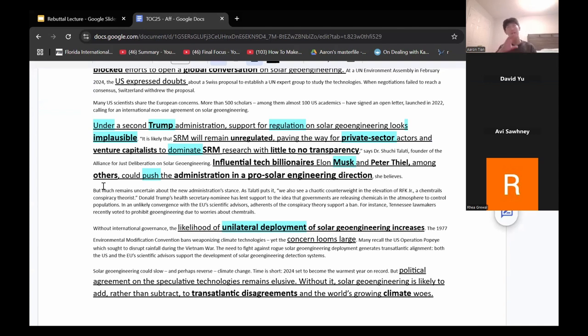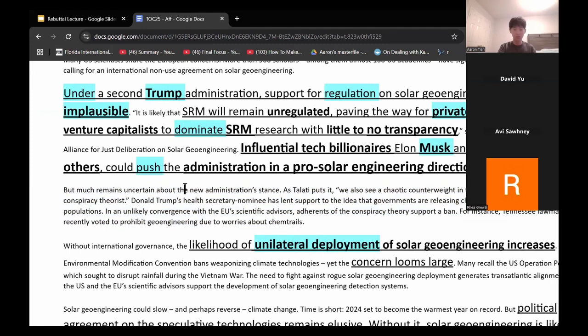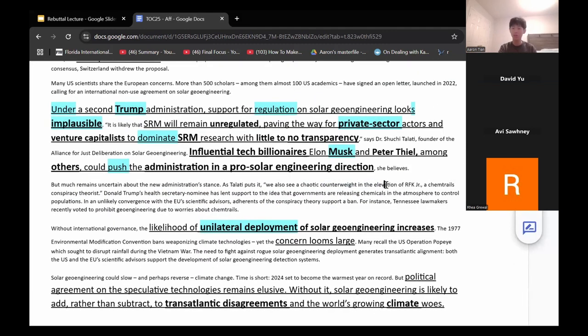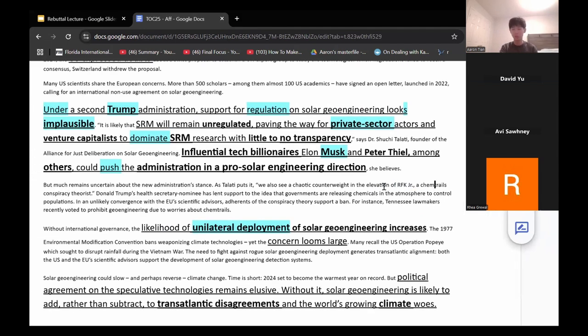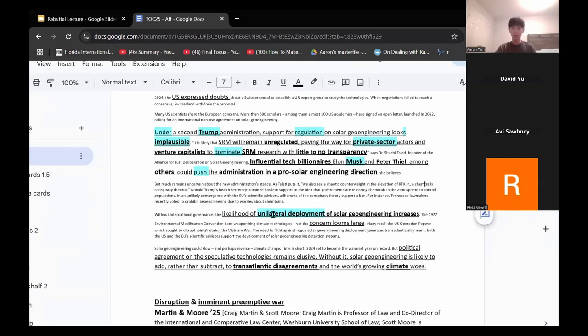But then right under it, what's not highlighted is that the author is making an analysis of what the status quo looks like that also isn't 100% certain. Obviously they're going to include things that decrease the certainty of that argument. So here we see that much remains uncertain about the new administration's stance, and that there's a chaotic counterweight because of RFK Jr., who's a chemtrails conspiracy theorist and has vowed to ban geoengineering.